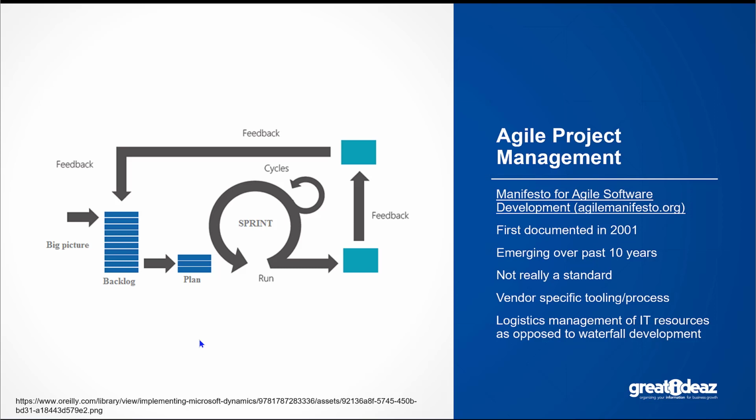So we're going to be looking in detail at how the agile approach impacts the development of IT systems and architecture and why the two need to feed off each other. Again, this is not a standard. There isn't one place that you can go to and say, tell me about agile project management, and everybody would be talking about the same thing. It's very vendor specific in both tooling and process.